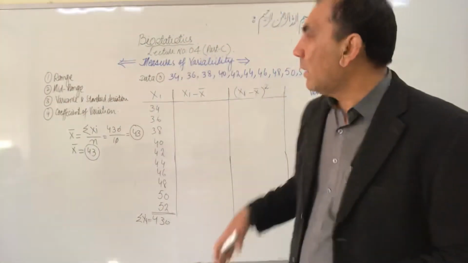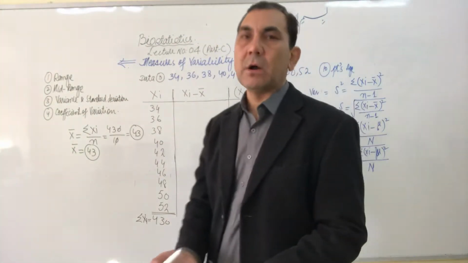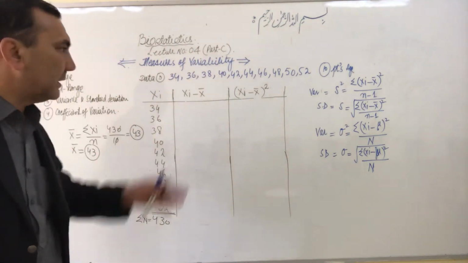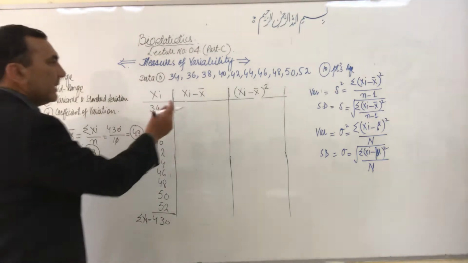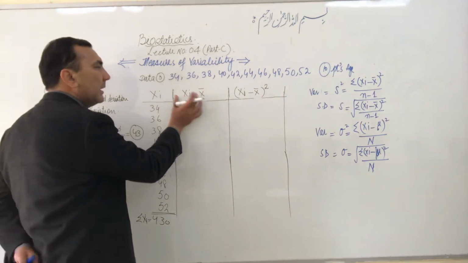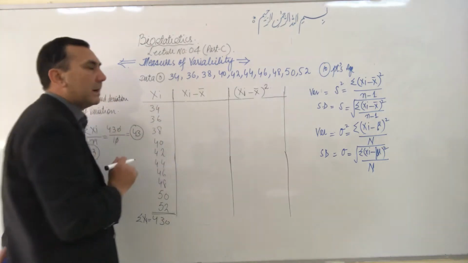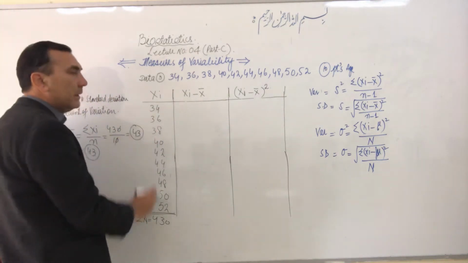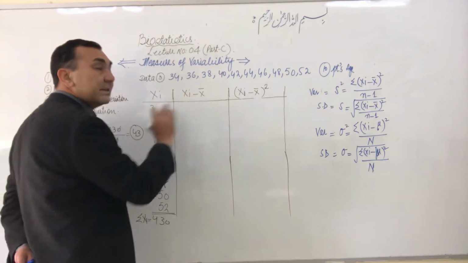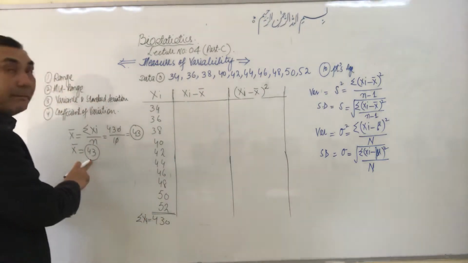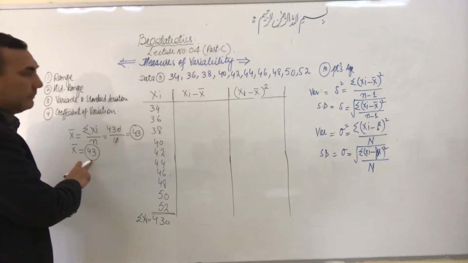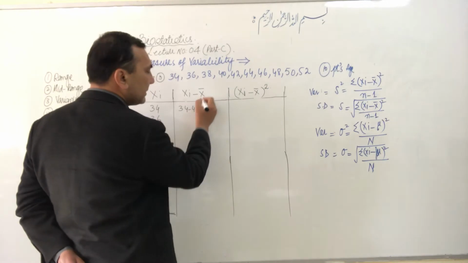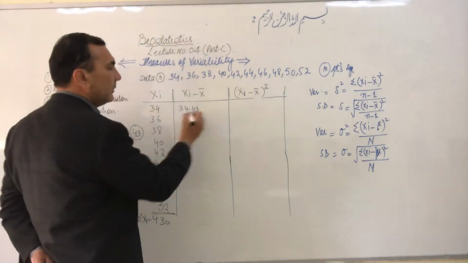Okay. Now we have solved around 10% of this numerical. In the second column I have written xi minus x bar. It means from every x value we subtract the x bar, the sample mean. Now 34 minus x bar, which we calculated as 43.